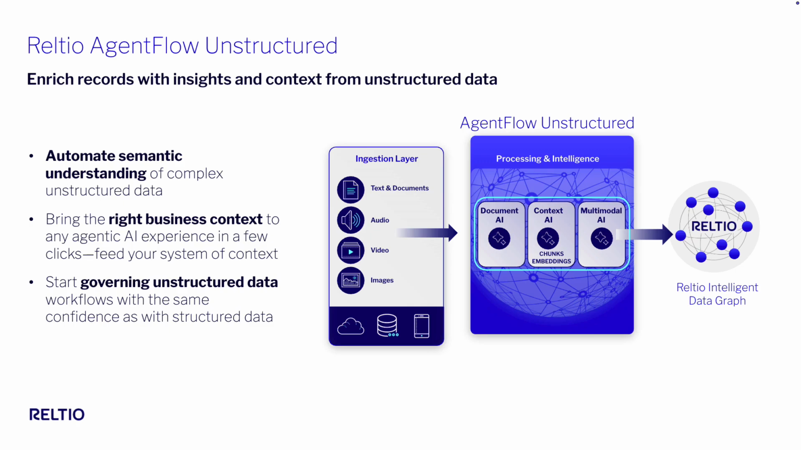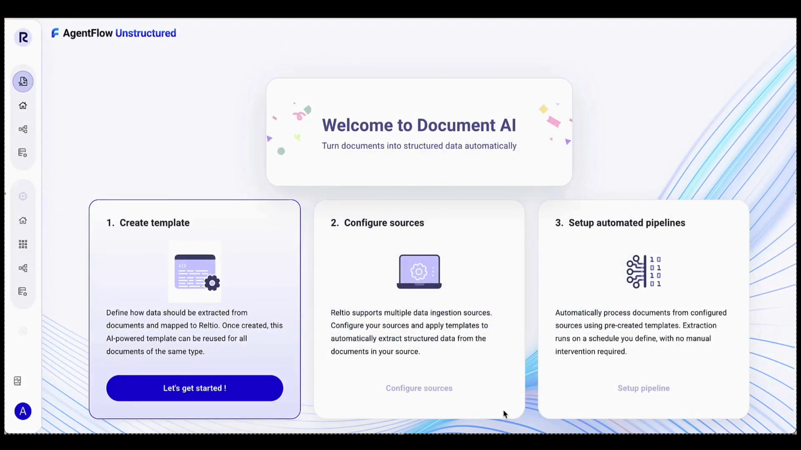A tremendous amount of business context lives in unstructured sources: documents, emails, call transcripts, contracts, support tickets, and so on. When those signals are extracted and linked to the entities in your context intelligence platform, they add a whole other layer of meaning: sentiment, intent, obligations, and events. Let's have a look at this in action in Reltio AgentFlow Unstructured.